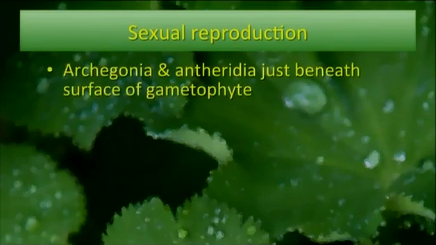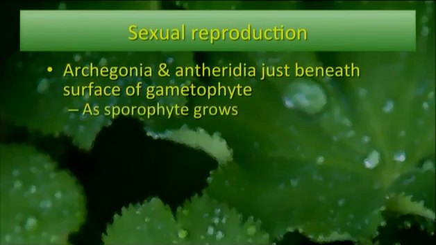Now sexual reproduction is similar to the liverworts, with archegonia and antheridia. These are just beneath the surface of the gametophyte. Now some species of hornworts have unisexual plants, others have bisexual plants. That means some species have only archegonia gametophytes and antheridia gametophytes, or female and male gametophytes. And then there are some that have both archegonia and antheridia on the same gametophyte, or they're bisexual.